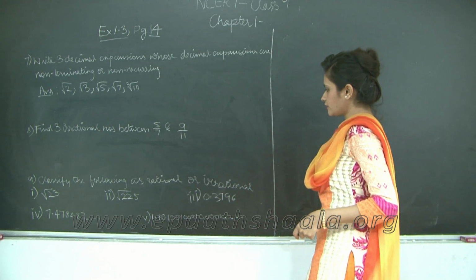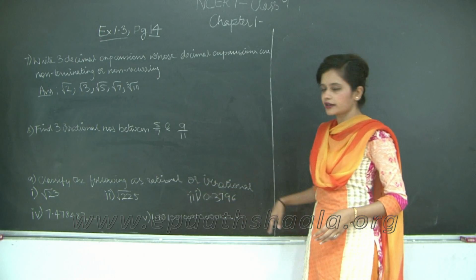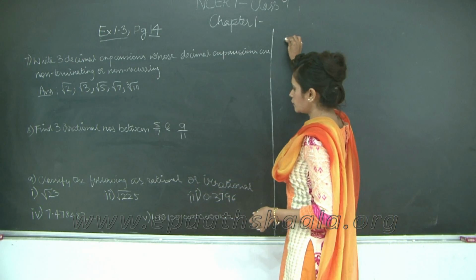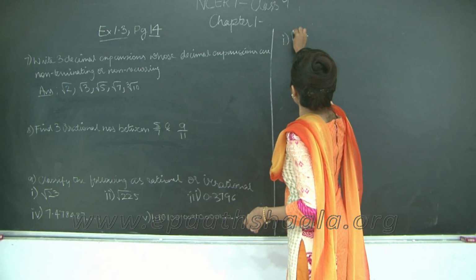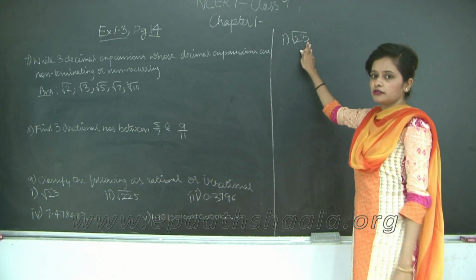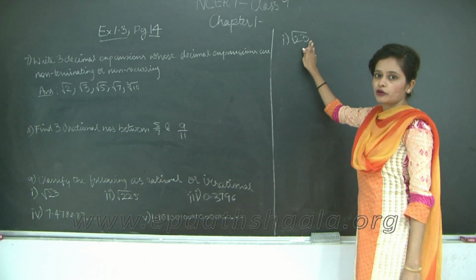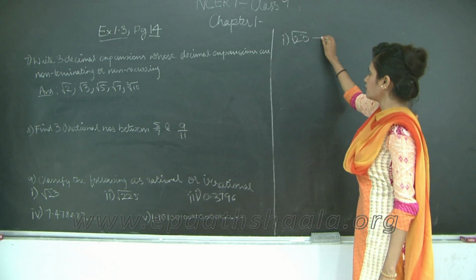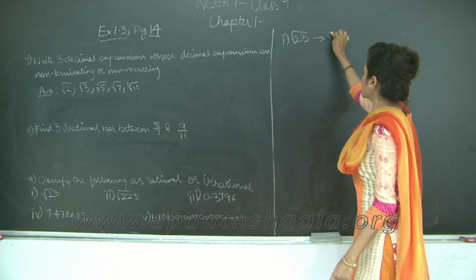So we need to classify the following terms as rational or irrational. Let's write down these numbers. The first one is root 23. Now 23 is a prime number. So the square root of any prime number is irrational. We have learnt that. Therefore this term is irrational.